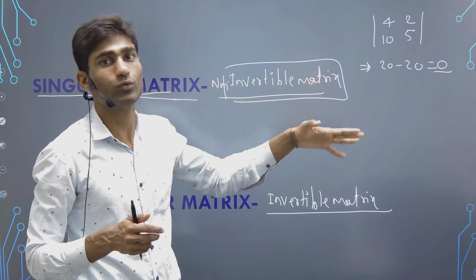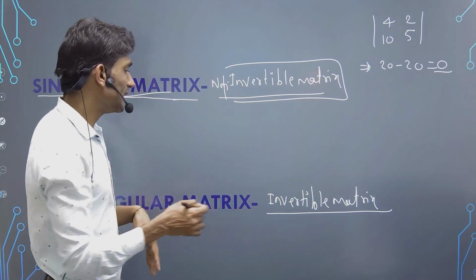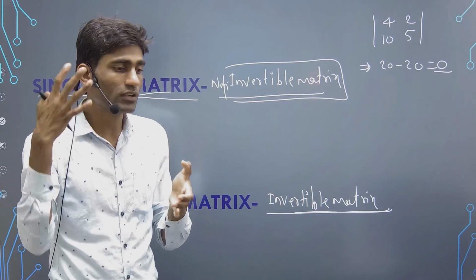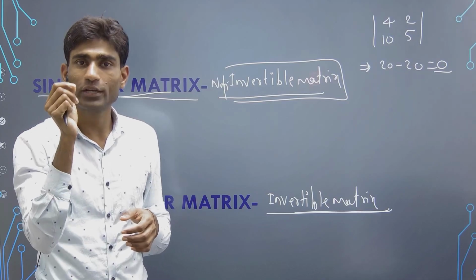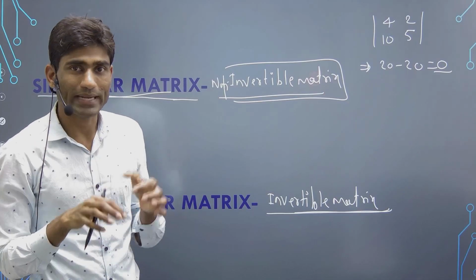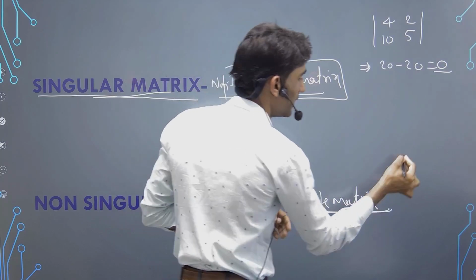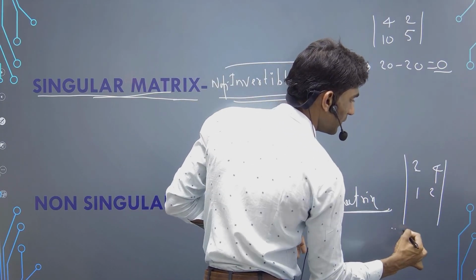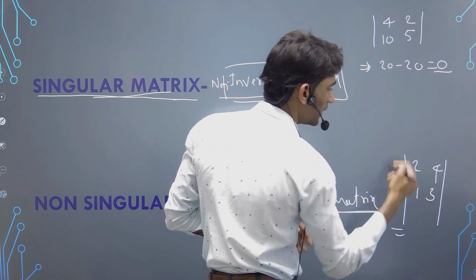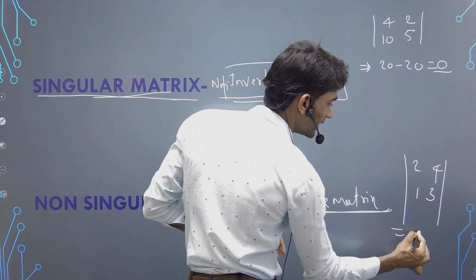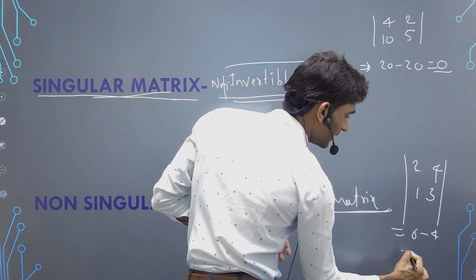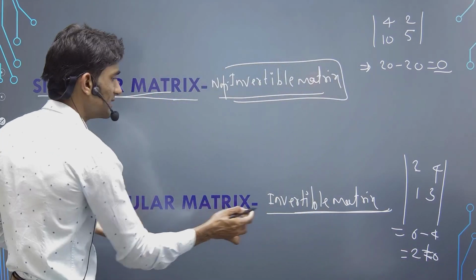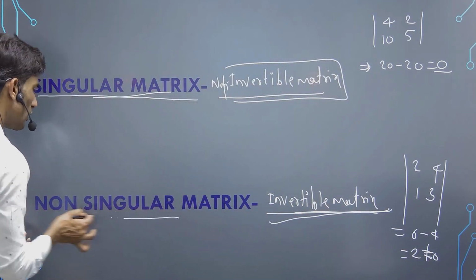So first of all, we have to understand them. For an invertible matrix, the determinant of the matrix is non-zero. Let me explain with one short example, where you may take any matrix. When we find the determinant, we get 2 times 3 is 6 minus 4, so the determinant is 2, which is not equal to 0. Then we consider it an invertible matrix or non-singular matrix.